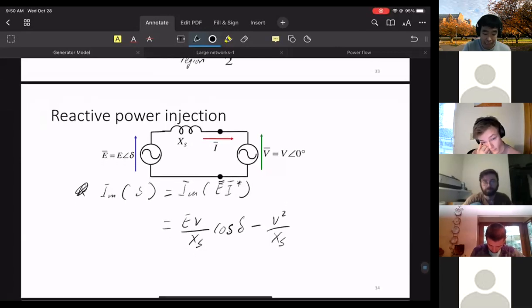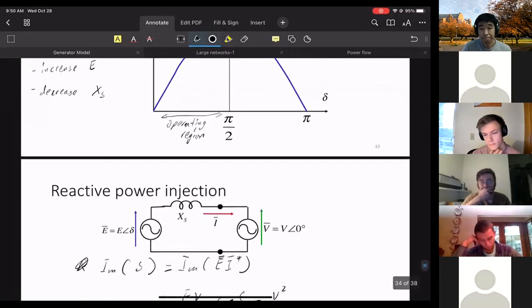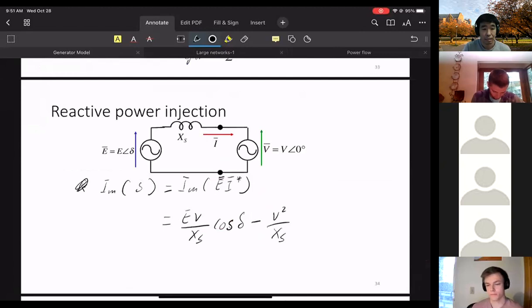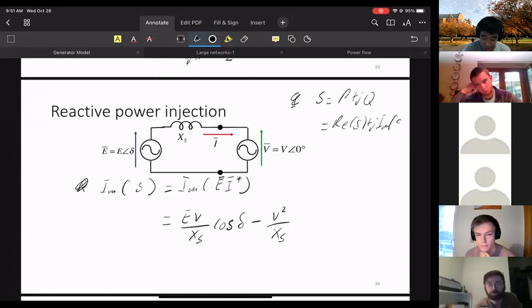But if you look at reactive power and active power, yes, go ahead. What does the Im mean, like imaginary current times E times I star? Oh, this is the imaginary part of E times I star. Im is the imaginary part, Re is the real part. S is P plus jQ, and this is the real part of S. The Im is not the current; it's the imaginary part of the complex number. Okay, thank you.